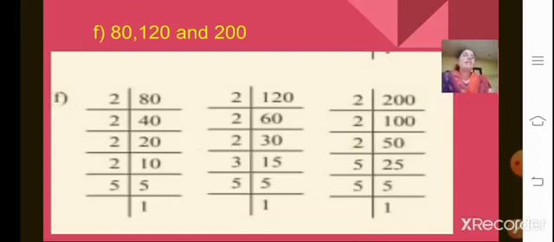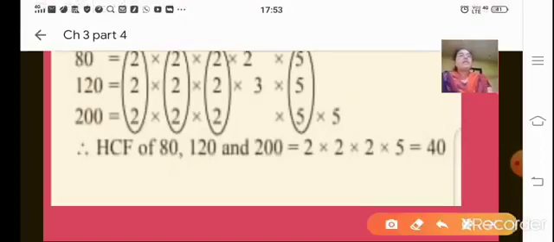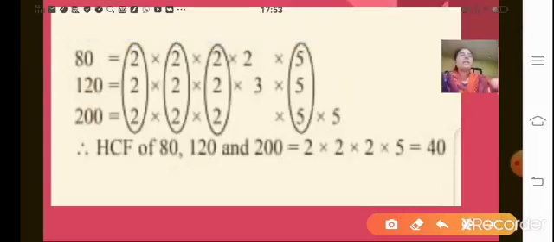So after finding the prime factors of all the three numbers, you will write the prime factors of all the three numbers. Now in the number 80, 120 and 200 again you have got a common factor, that is the number 2. So you will write 2 here. Again one more 2 is common in all the three numbers, so again one more 2 you will write. Again one more 2 is common in all the three numbers. So you will write 2.